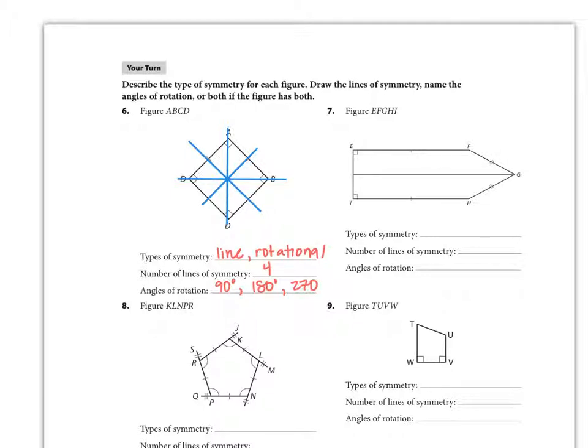Number 7, the lines of symmetry. I don't know why it has this drawn for you, but it is this line right here. That's our line of symmetry going through G there. And that's it. So there's just one. And then angle of rotation, this actually does not have any, so we're going to put none. There are no angles of rotation, and therefore it only has line symmetry, just that type. Go ahead and try 8 and 9. The solutions will show up here in a few seconds.